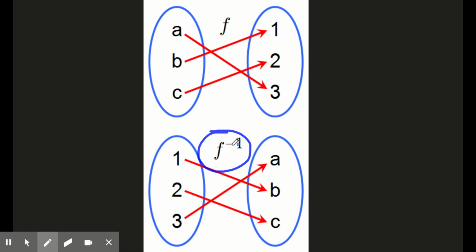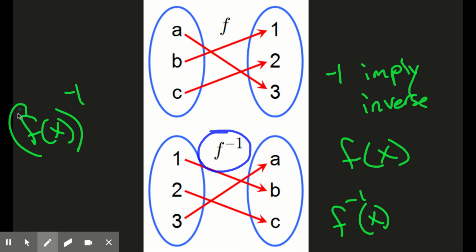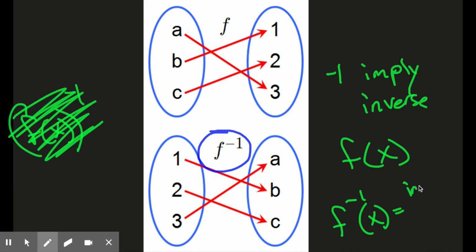It introduces us to this notation. It's kind of interesting, but this actually does not mean to the negative first power. We actually use negative 1 to imply inverse. So when you see f of x versus when you see this, notice how the negative 1 goes after the f, right? If you saw something like this, maybe that might mean a function to the negative first power, but that's not what we're seeing. We're seeing it like this. This literally means inverse of f of x.